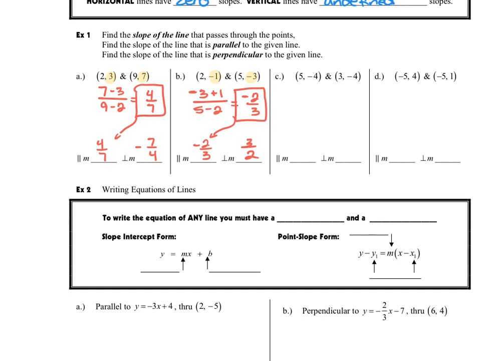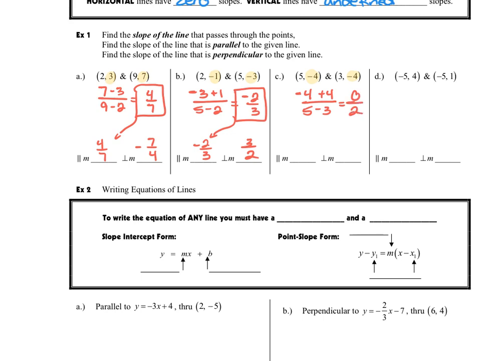Next one we're going to look at, let's focus on those y values first. Doesn't matter which one I start with, so I'm going to say a negative 4 minus a negative 4 is a negative 4 plus 4. Now I'm going to do 5 minus 3. So I get a 0 in the numerator and a 2 in the denominator.